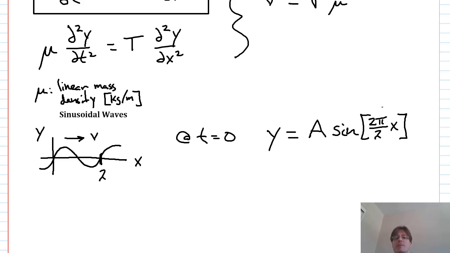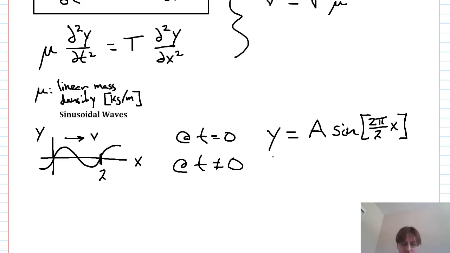That way, if you increase x by lambda, like you replace x with x plus lambda, you just change it to sine of this plus 2 pi. And you know that if you add 2 pi into a sine function, that doesn't change its value at all. So a sinusoidal wave has this wave function. This is only at t equals 0. Of course, I want to know what it is at any time, not necessarily 0.